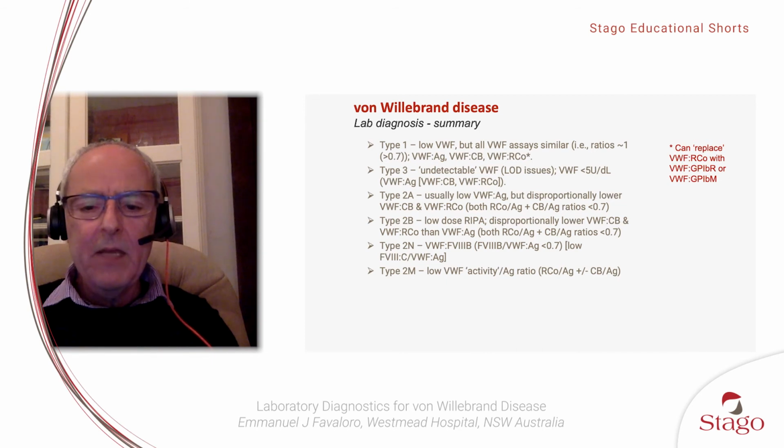So in particular, if we only see one of those ratios being low, so either glycoprotein 1B binding to antigen or collagen binding to antigen, then that by definition infers a 2M von Willebrand disease. But if we see both of them being low, then that could be a 2M or could be a 2A or 2B von Willebrand disease.